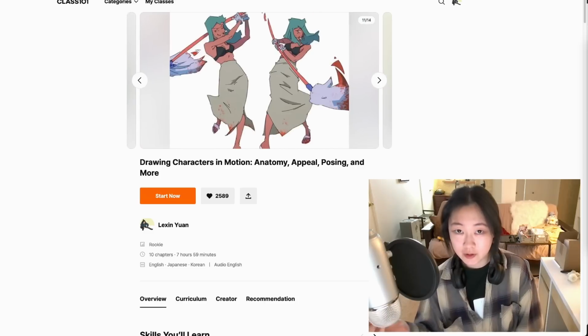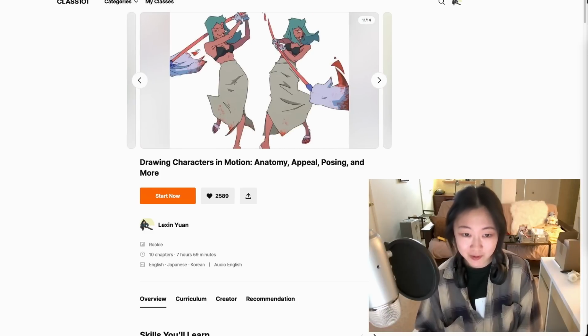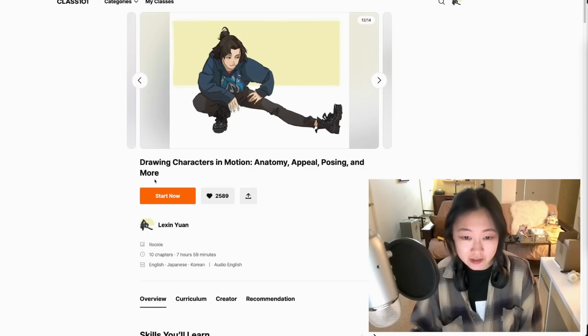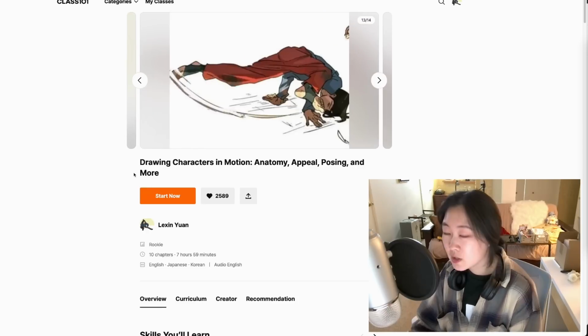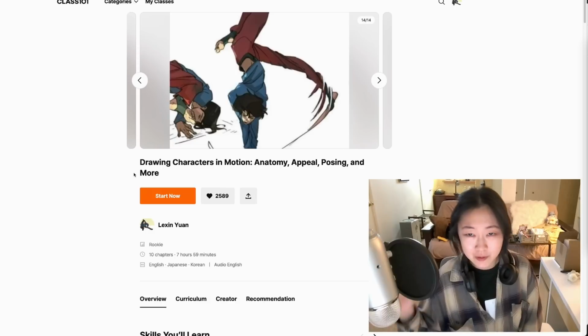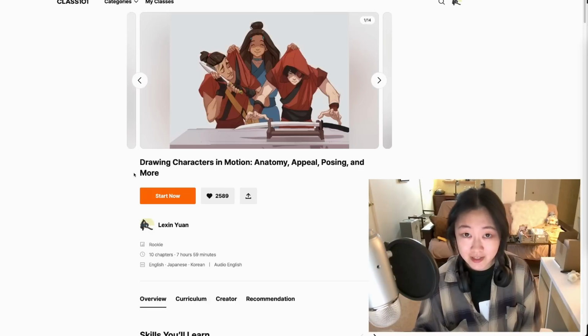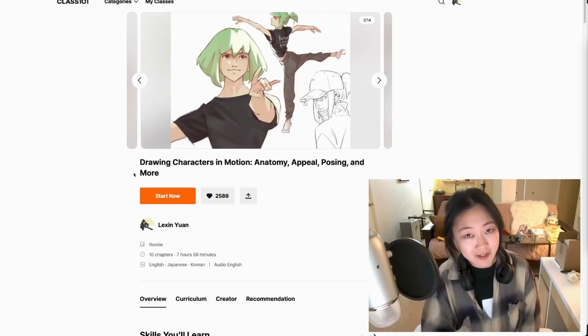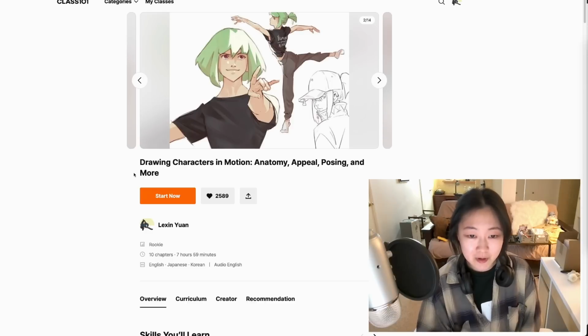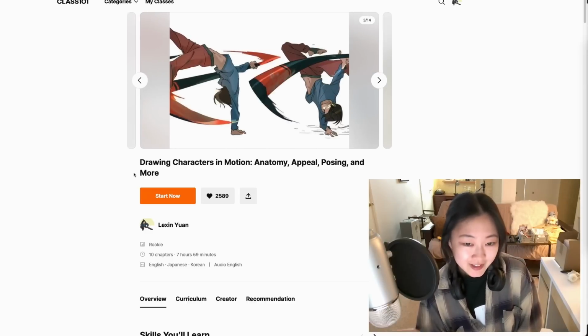For those of you who are unaware, I made a class with Class 101 called Drawing Characters in Motion, Anatomy, Appeal, Posing, and More. I made this 3 or 4 years ago in 2020, 2021. And so I've asked Class 101 if I could have the class back to share and promote on my own. So they have agreed, and here we are.